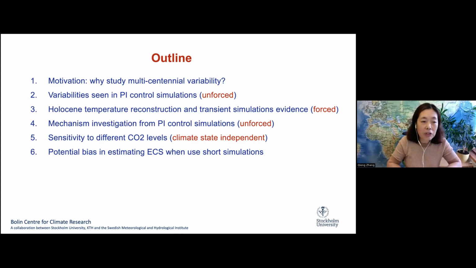So this is the outline. I will start with the motivation, then give you some evidence that we see this variability in the forced and unforced simulations, and also some investigation of the mechanism, why this variability exists in our simulations. Also some sensitivity experiments to see whether it is climate state dependent or independent. In the end, I will also discuss some implications for potential bias in estimating equilibrium climate sensitivity when considering this multi-centennial variability.